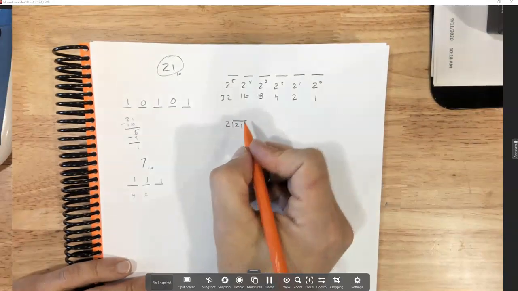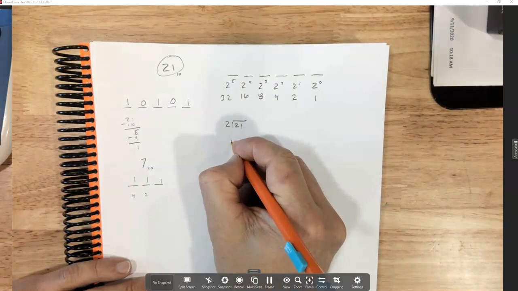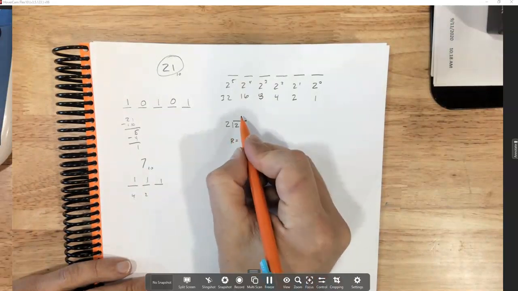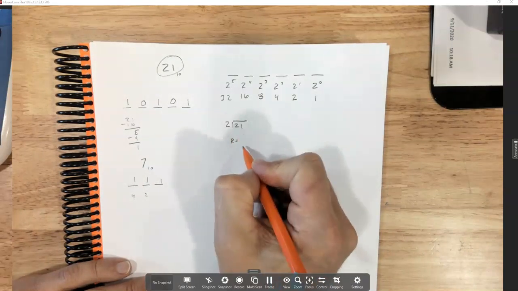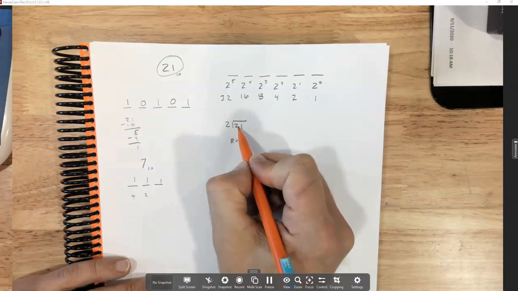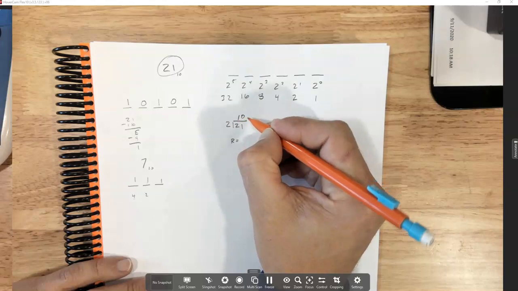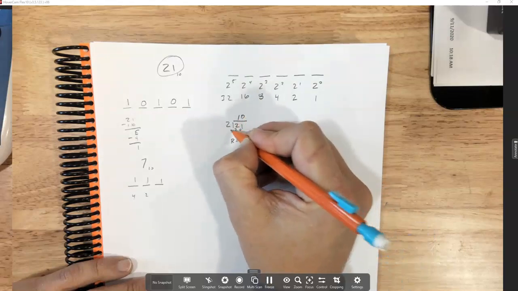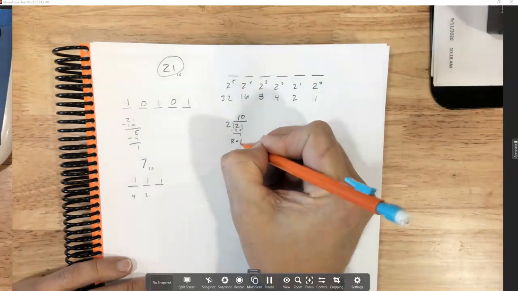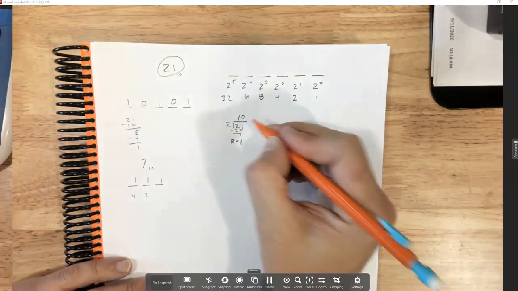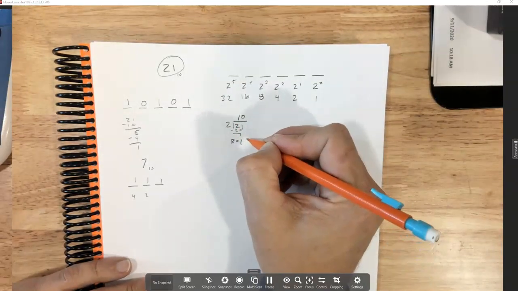On the screen. And what we're really interested in is finding out what the quotient is and if there's a remainder. So 2 goes into 21 how many times? 10. 2 times 10 is 20. You subtract, we'd get a remainder of 1. Okay? So our quotient is 10 remainder 1.